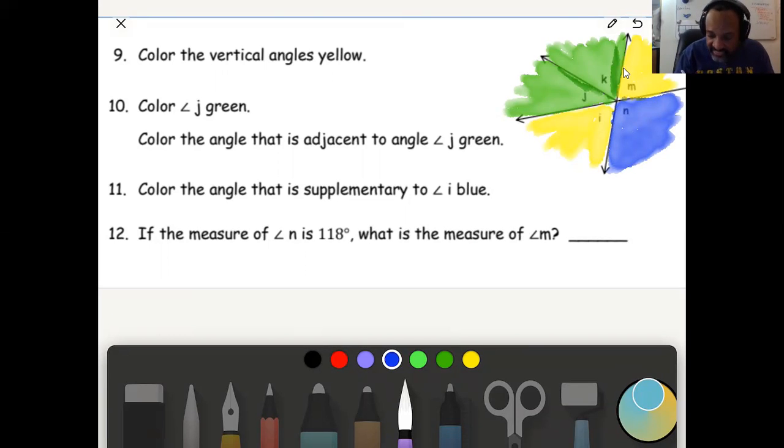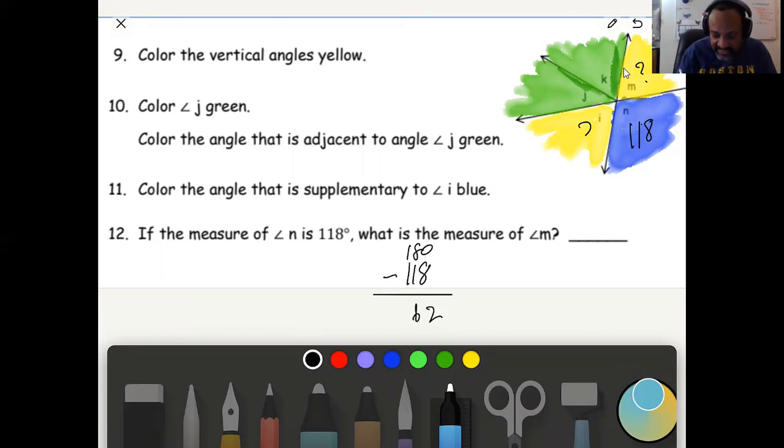So now they said if N is 118 degrees, then what is M going to be? Well, M is a supplement to 118, a supplementary angle. So all we have to do is go 180 minus 118, that's 62. So this would be 62 degrees. That's the supplementary angle to angle N. And because this is 62 degrees, we also know that this is 62 degrees because they're vertical angles.